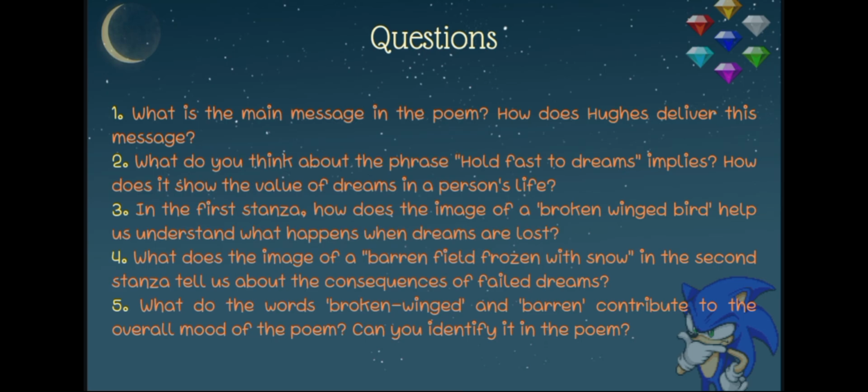Third, in the first stanza, how does the image of a broken-winged bird help us understand what happens when dreams are lost? Fourth, what does the image of a barren field frozen with snow in the second stanza tell us about the consequences of failed dreams? Fifth, what do the words broken wing and barren contribute to the overall mood of the poem? Can you identify it in the poem?